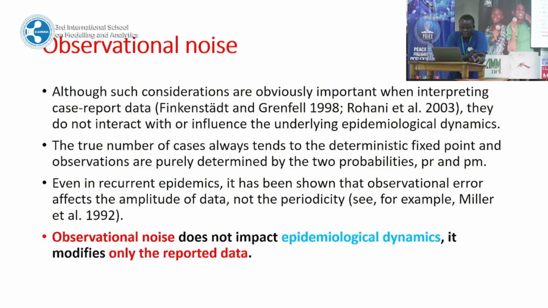So now, the true number of cases always tends to the deterministic response, and observations are purely determined by the two probabilities PR and PM. Now, even in recurrent epidemics, it has been shown that observational error affects the amplitude of data. When there is observational error, the amplitude, you know what the amplitude is? The maximum displacement.